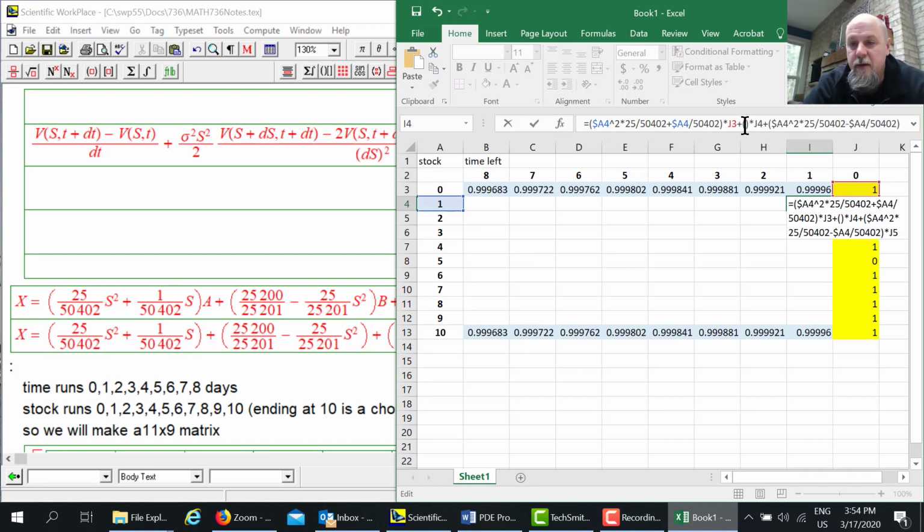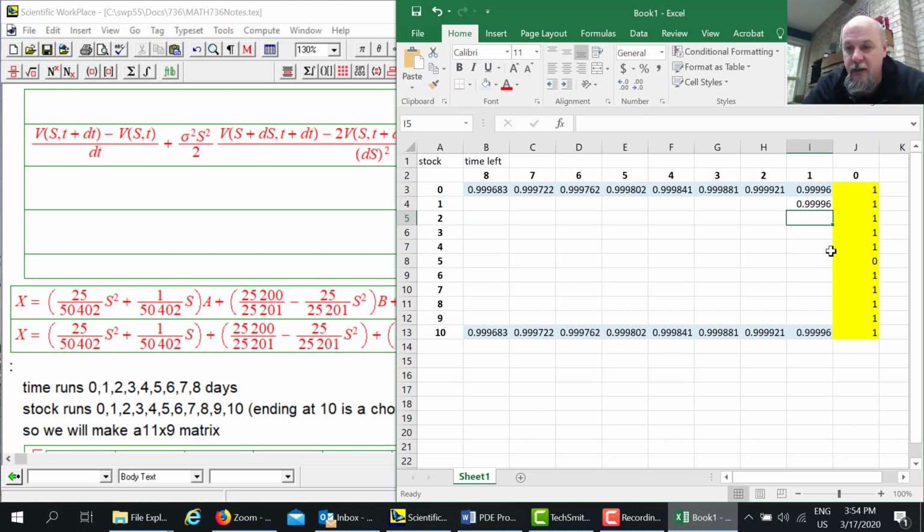So now I just need to type in the B bracket, which is here. So that's the 25200 divided by 25201 minus 25 times the stock squared divided by 25201, and I just need to lock that A value down, and I think I'm good.